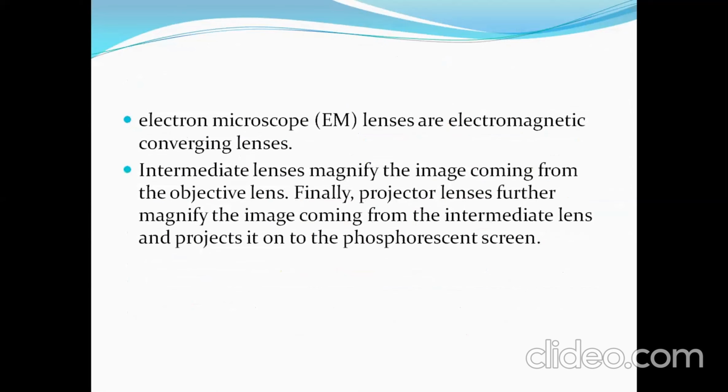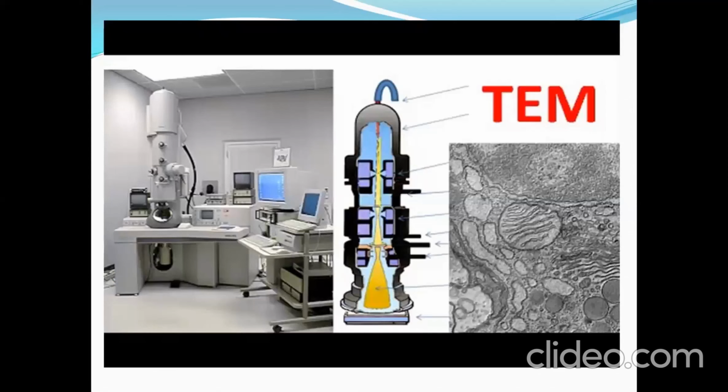The electron microscope lenses are electromagnetic converging lenses. Intermediate lenses magnify the image coming from the objective lens. Finally, projector lenses further magnify the image coming from the intermediate lens and project it on the phosphorescent screen. Okay, so this is the brief introduction, and here I am just showing you the instrument, the microscope, and this is the cross section of the microscope, and you can have the image like this.